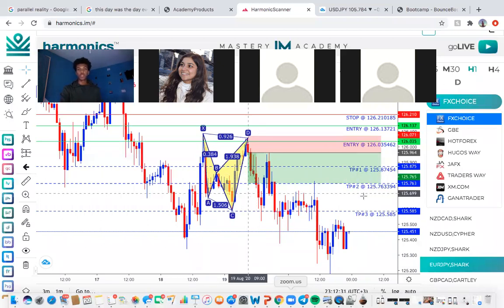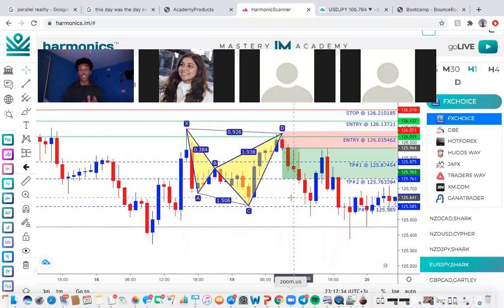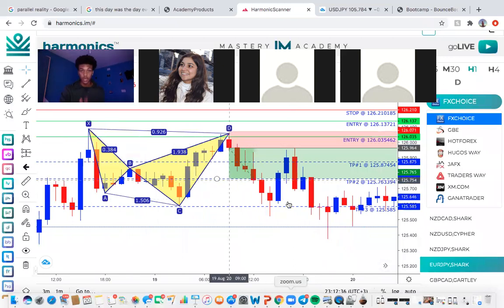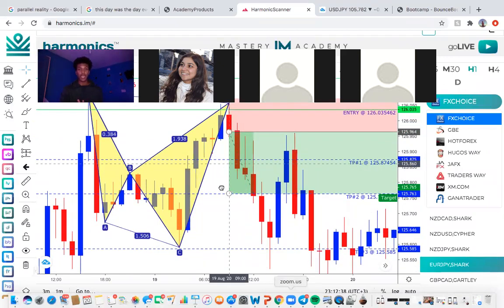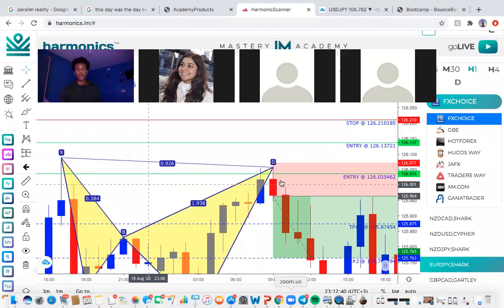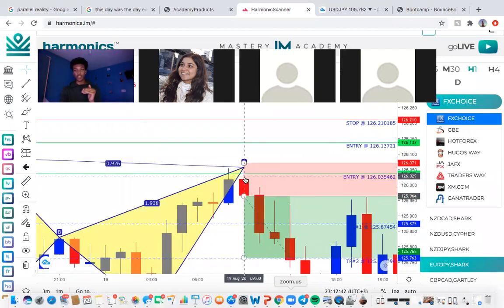Oh yeah, also, just as a simple explanation of how to use the wick rejection, maybe I didn't explain that efficiently. All I'm looking for is the wick. So if the candle body closes above the entry price for a sell, then the trade is no longer valid unless it goes to the other entry price. You see that thin line, obviously that's the wick.